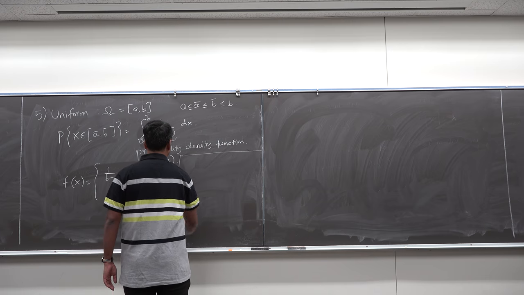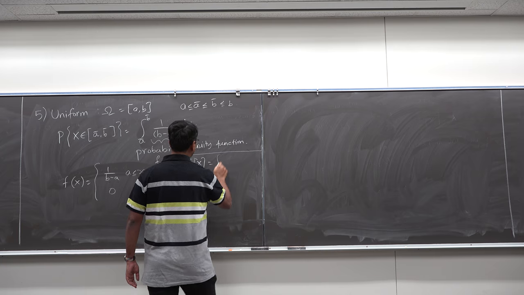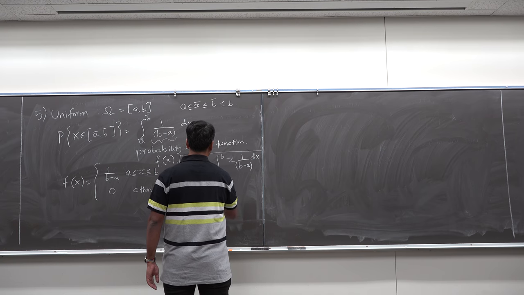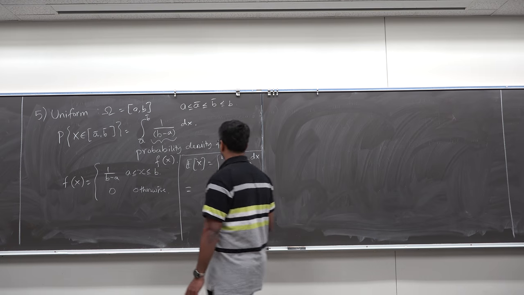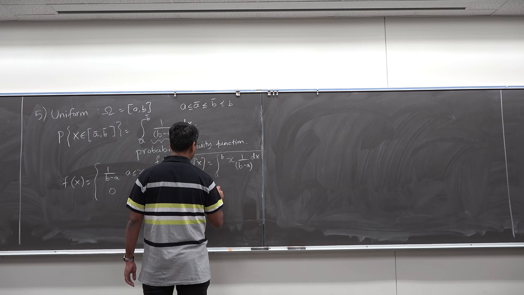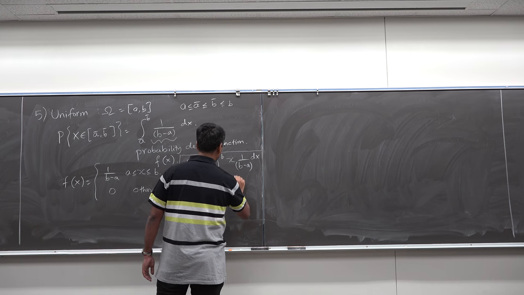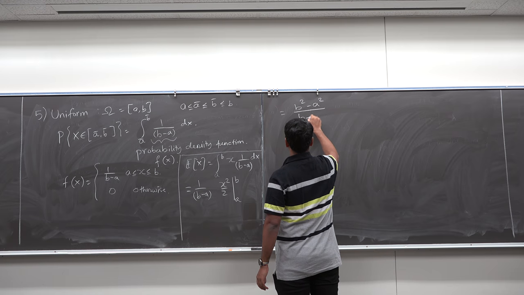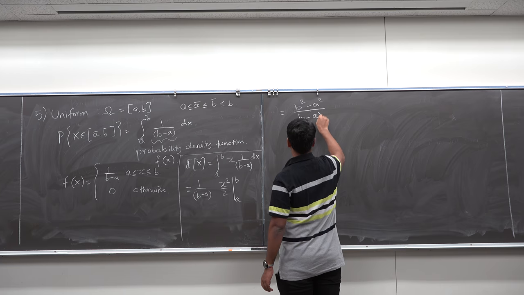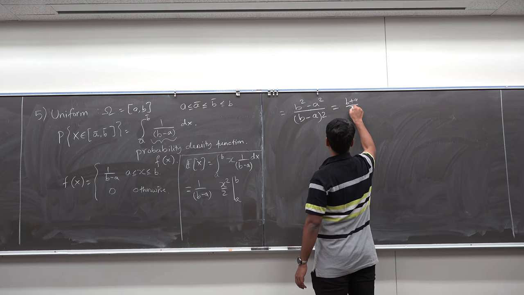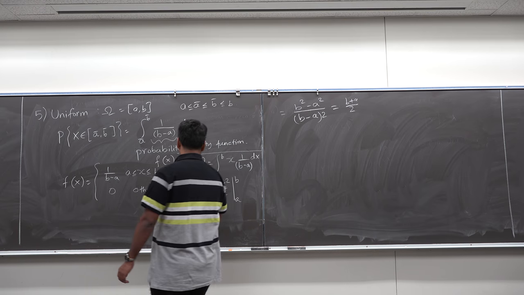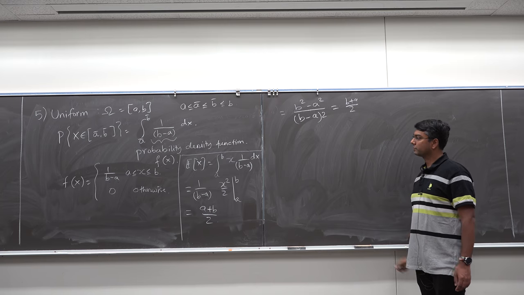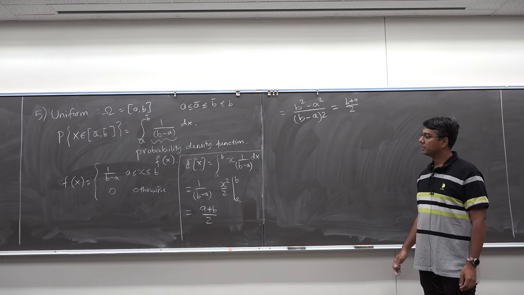So, expected value of x is equal to the integral of x times 1 over b minus a dx. What do I get? 1 over b minus a times x squared over 2, from A to B. B squared minus A squared over, it's B plus A times B minus A, and all that. Right. And that's equal to B plus A over 2. Perfect. That's exactly what the mean value is. Awesome. You can compute the covariance exactly in this particular fashion.